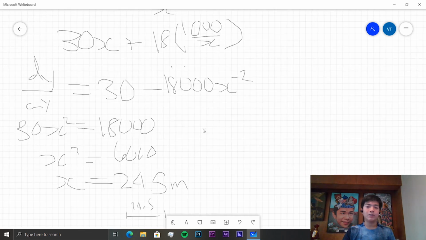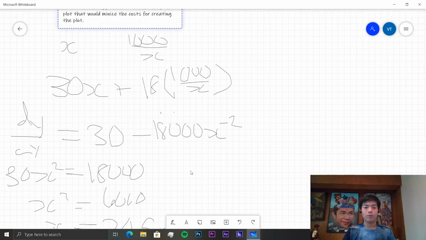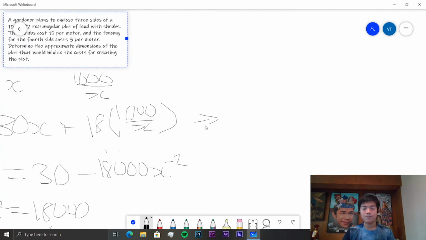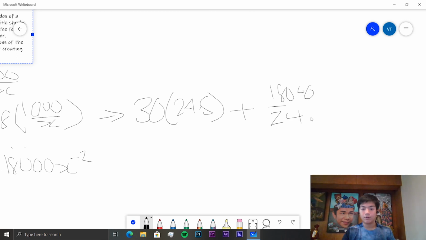And the last thing we want to do is to calculate the total cost. Let's plug 24.5 back into this original costing function. This will be equal to 30 times 24.5 plus 18 times 1,000 over that, plus 18,000 over 24.5. So the total cost should be around 1,470 euros by my calculations.